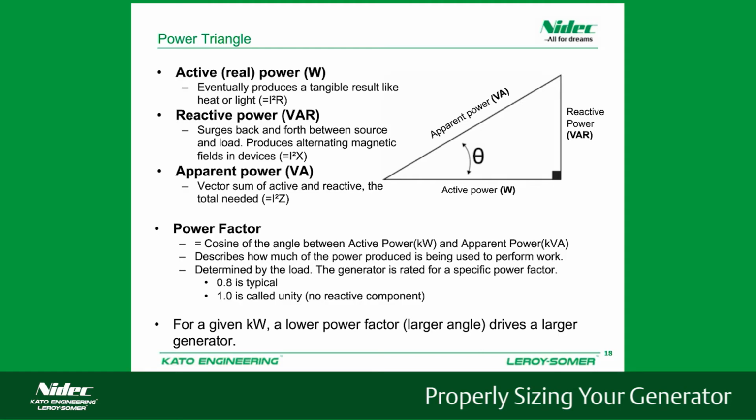So you'll typically see a generator rated at 0.8 power factor, meaning we can handle rated kVA down to 0.8 power factor. And 1.0 is called the unity power factor, meaning that we have a purely resistive load and no reactive component. So for a given kW, if we have a lower power factor, we'll have a larger angle and we'll need a larger generator to provide that extra reactive power.